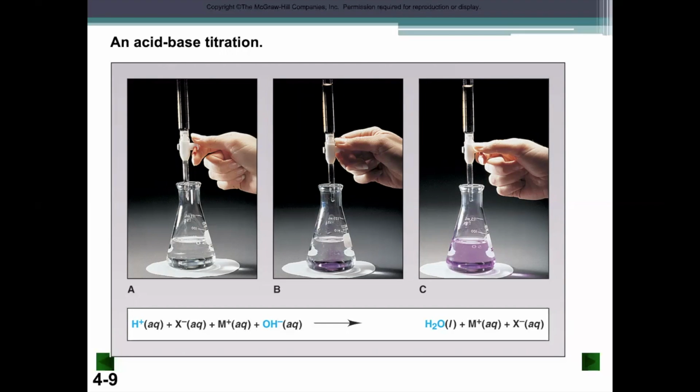Then we do a calculation from that to figure out how much base it took to neutralize our acid, right? So we start a titration with excess acid. In the middle of it, we start to see that color change. If we continue going over, we get an excess of base, and that's what the pink is. Our goal is to have one drop change the color.